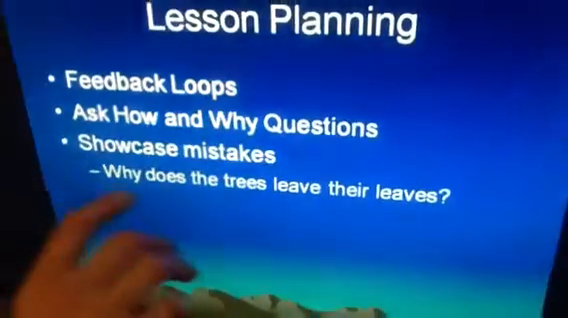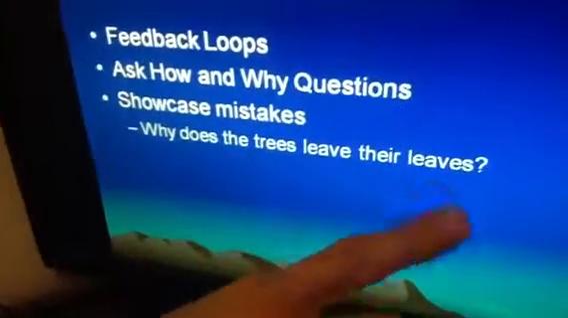Really? Yeah. Like look at my example here. Why do trees lose their leaves? I wrote that really fast. Why do trees lose their leaves? Let's think about that for a second. Most students are going to respond with, what do you think, Elijah?